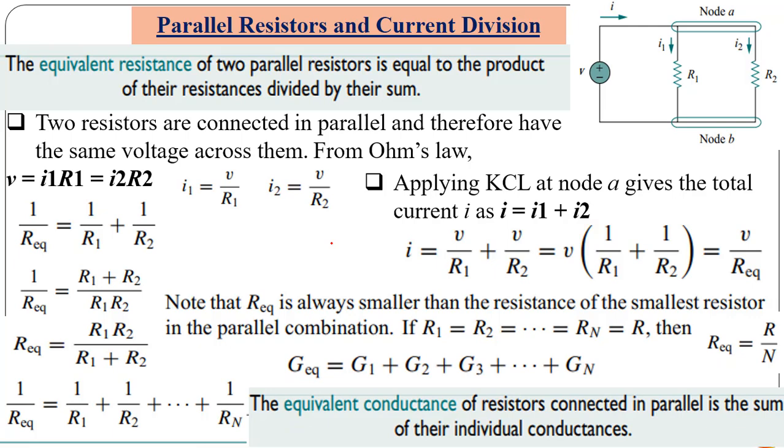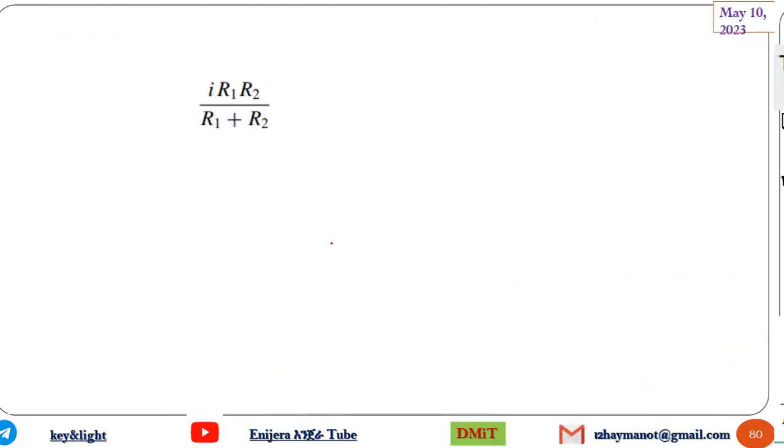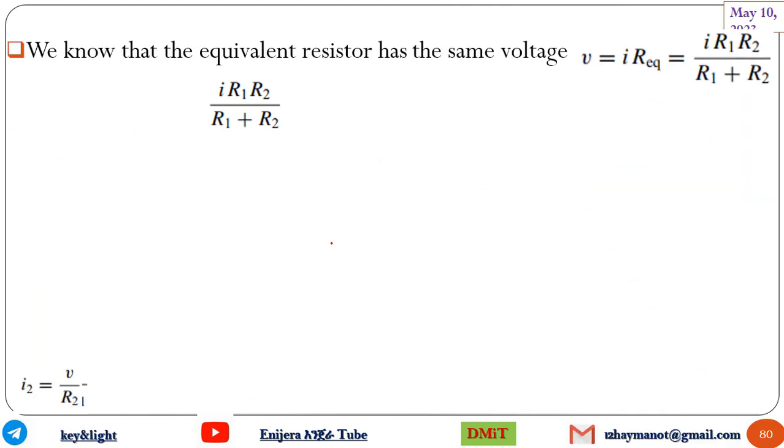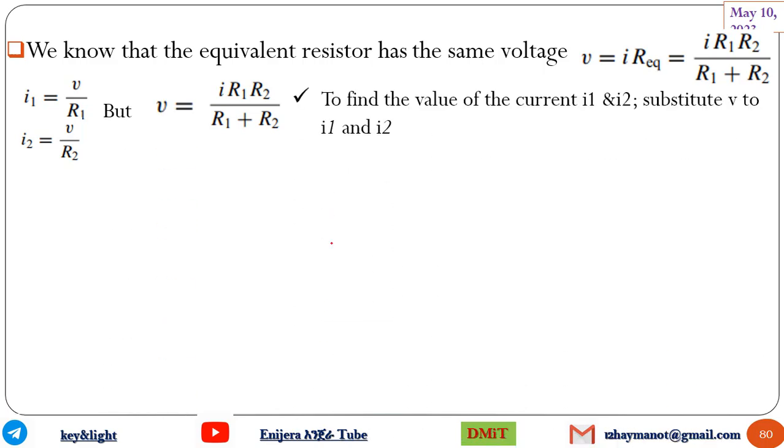What about conductance? Resistance is the ability to resist the flow of current. The ability to conduct current ደግሞ conductance ማለት ነው. The reverse of the resistance. So we know that the equivalent resistance has the same voltage, is equal to V over R equivalent, where R equivalent is R1 times R2 over R1 plus R2.